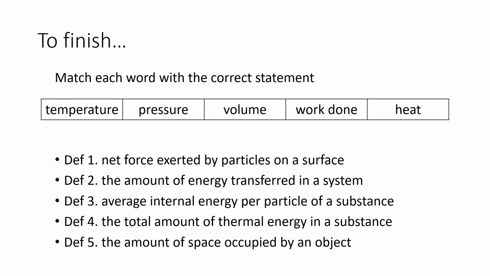Well, temperature matches with the average internal energy per particle of a substance. Pressure matches with the net force exerted by particles on the surface. Volume is the amount of space occupied by an object. Work done is the amount of energy transferred in a system. And of course, heat is the total amount of thermal energy in a substance.